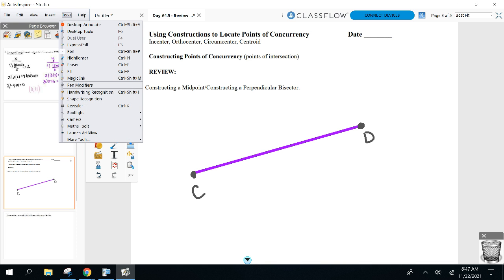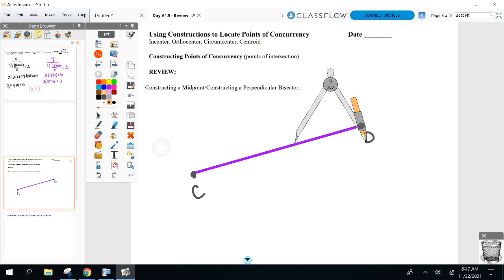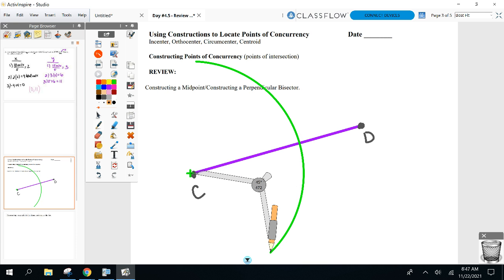Hopefully at this point we know what we're going to end up doing here. If I want to find the midpoint or the perpendicular bisector of CD, I put my compass point on one of the endpoints, open it up more than half the length of my segment, and then I make a decent size arc, half circle type arc. Keep it open, go to point D, and make sure I swing another arc that intersects the first one in 2 spots.